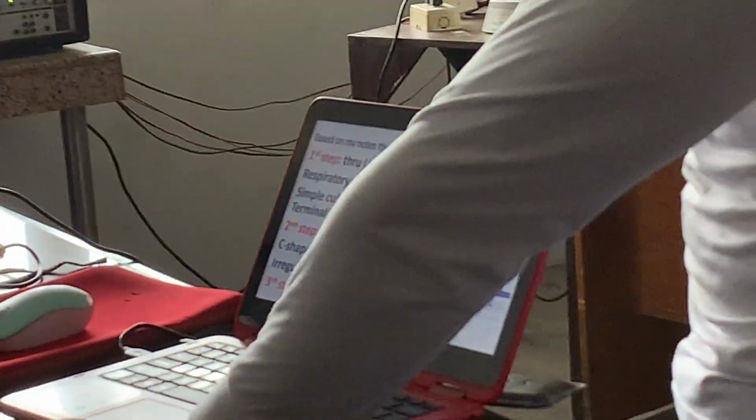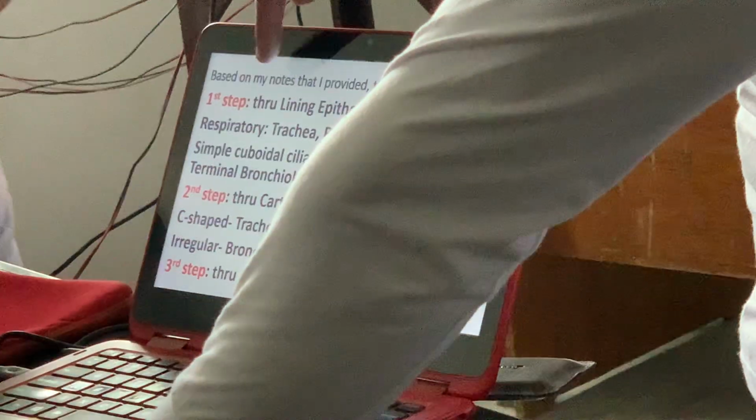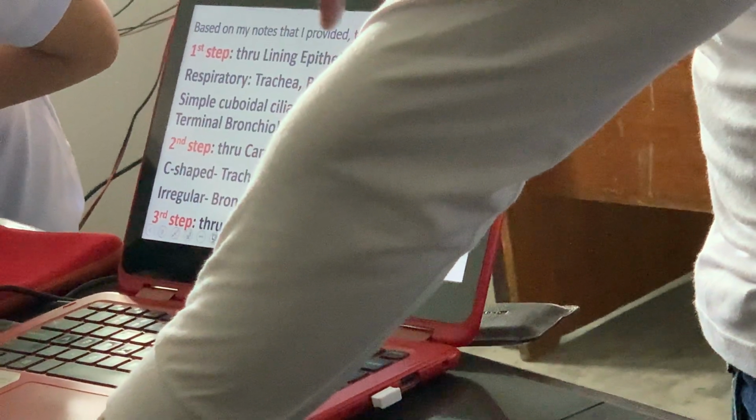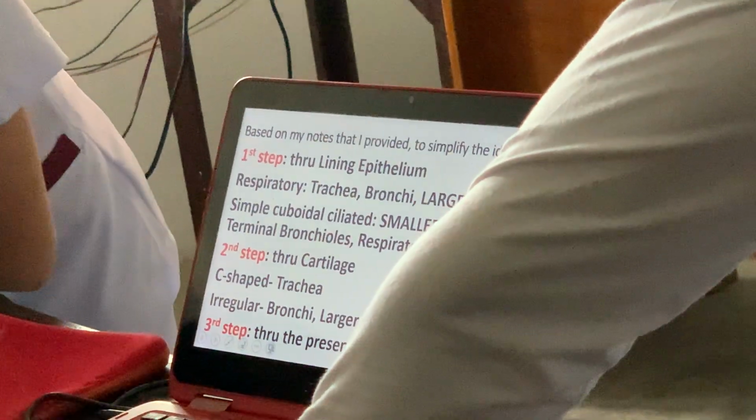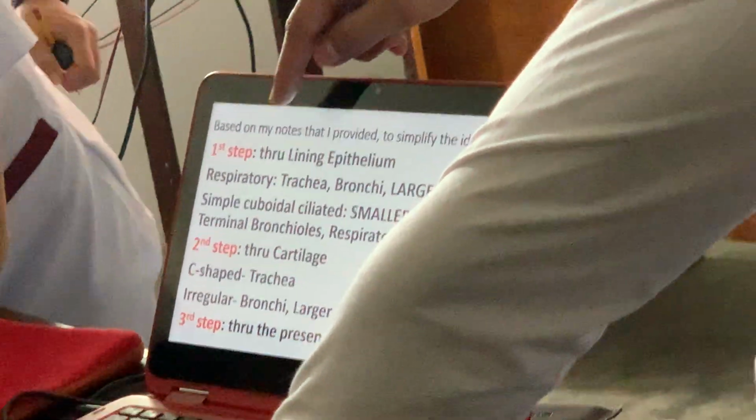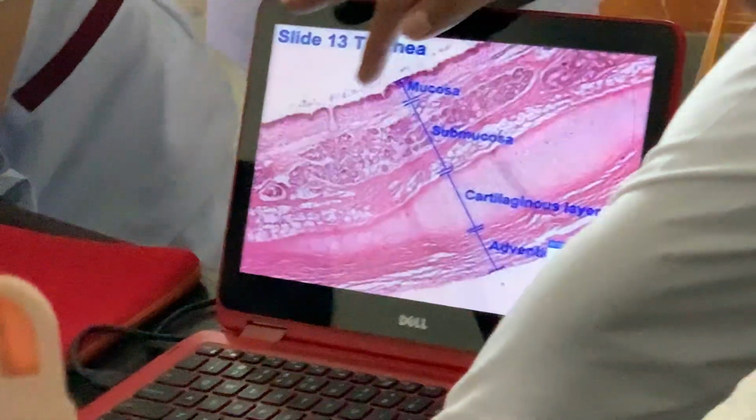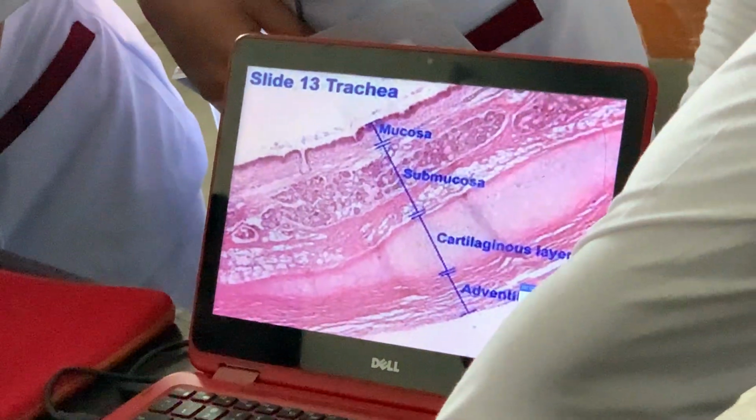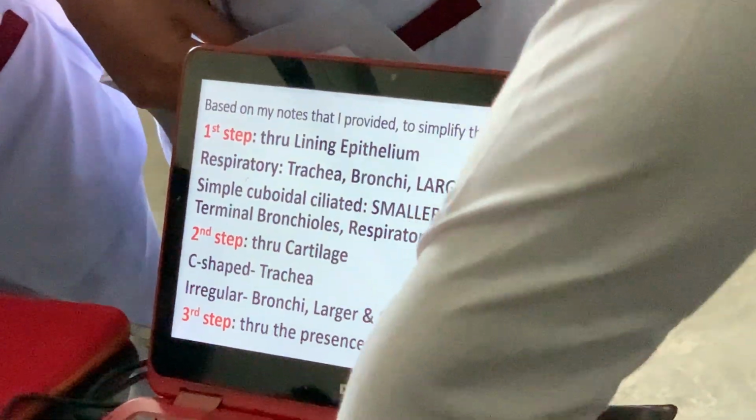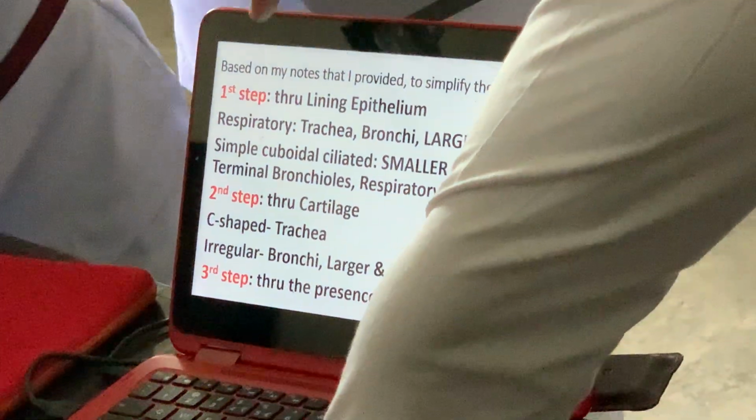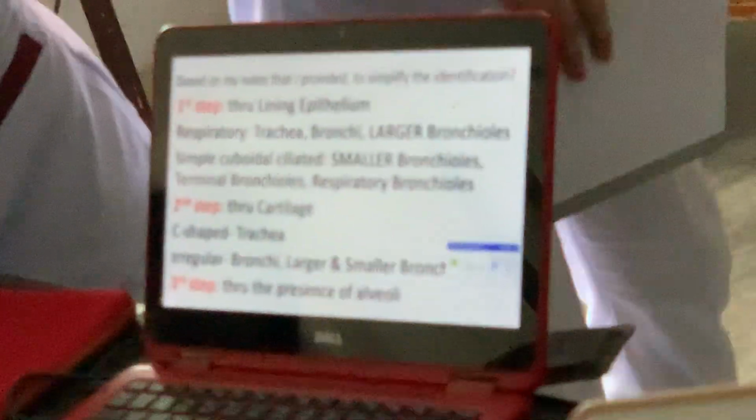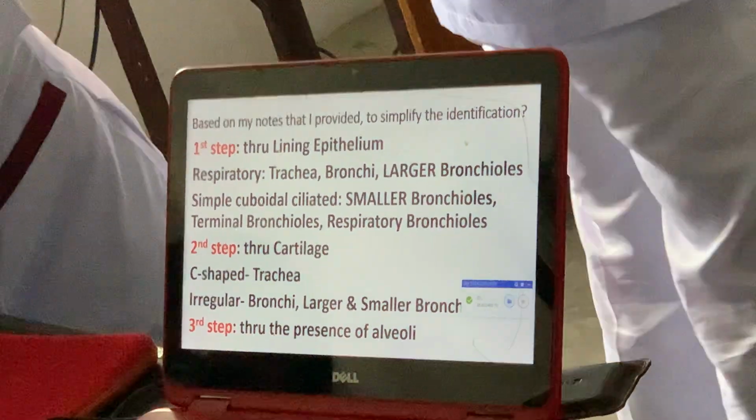So step 1, you have to look for the lining epithelium. And there are only a few lining epithelia that you're going to memorize. First is the respiratory. Okay, whiteboard.